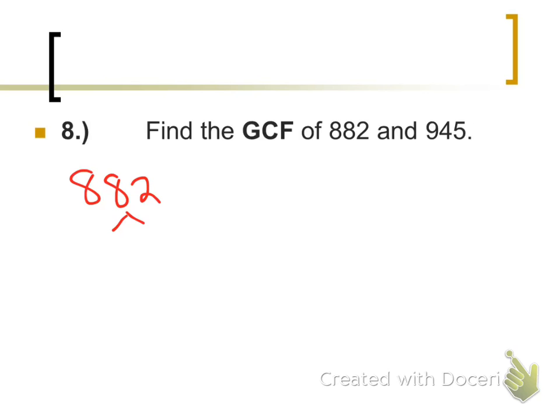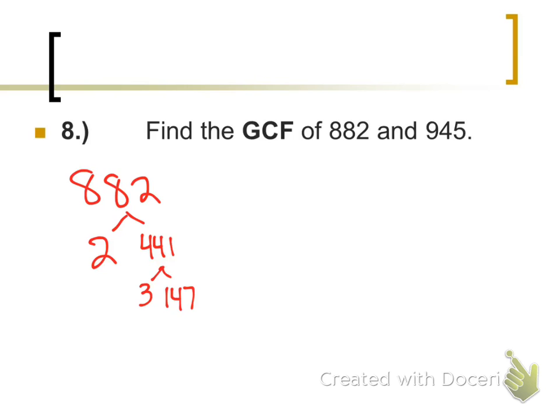So if I'm breaking down 882, what could I divide it by? I know I can divide it by 2. 2 times what? 441. I can break down 441. What's it divisible by? 3. 4 plus 4 plus 1 is 9. 9's divisible by 3, so is this number. 3 times what? 147. We're about to start pulling sticks.